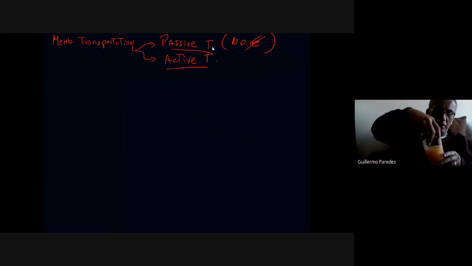Try to nail it now in your mind. Passive transportation is a transportation that does not need energy. No need of energy. They don't consume ATPs. There is actually no energy needed. But for active transportation, they need energy to transport from one place to another place. Okay?